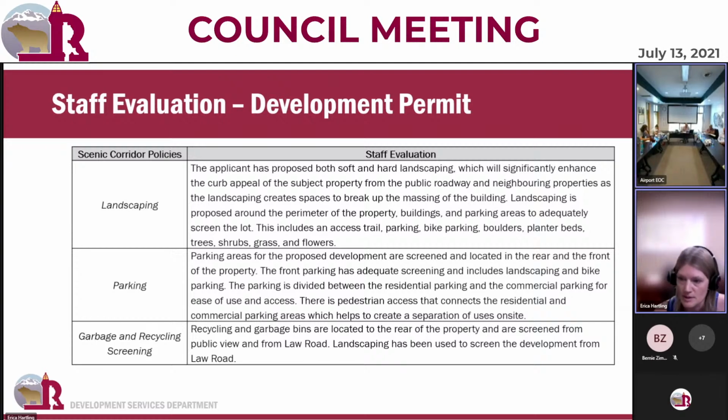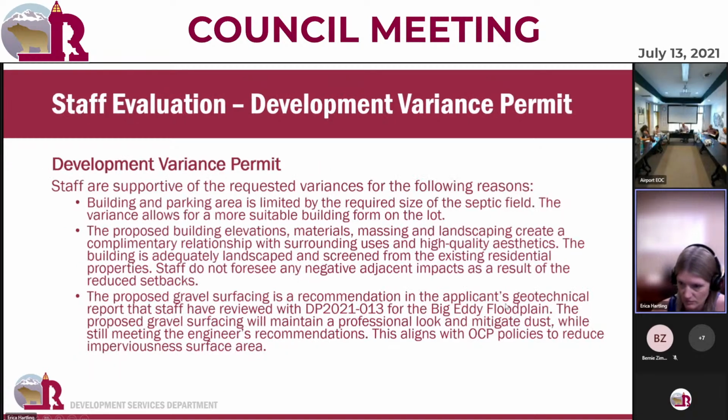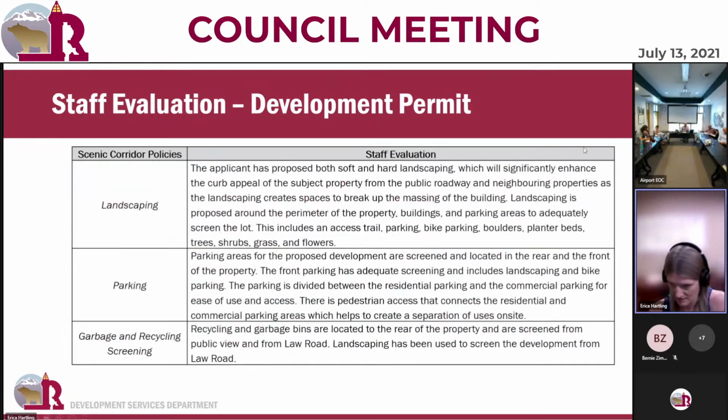And the parking is proposed as shown in the site plan in the rear and the front of the property and is screened from all roadways. The garbage and recycling is also screened, you'll see, in the rear of the lot. So there's screening of trees against Law Road here. So there should be no negative impacts on Law Road from the placement of the garbage and recycling units.